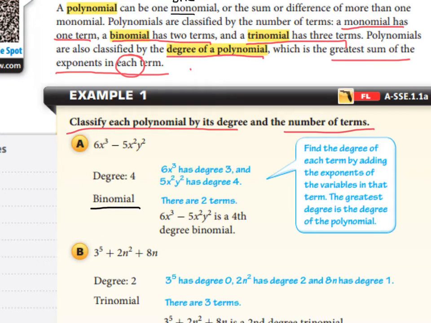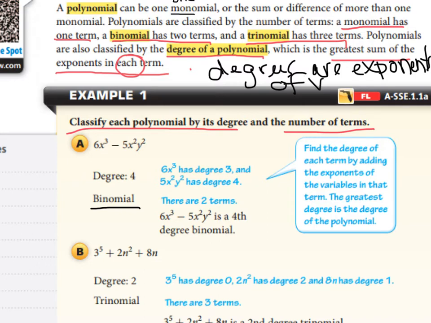Now the degree is each monomial put together. So for example, 6x cubed, and degrees are only with variables. I'm going to write that down. So degrees are exponents of variables. Numbers don't count towards degrees. So letter A, 6x cubed, has a degree of 3, x cubed. However, when I look at 5x squared y squared, we actually have to add those exponents together, 2 plus 2. So this one has a degree of 4.